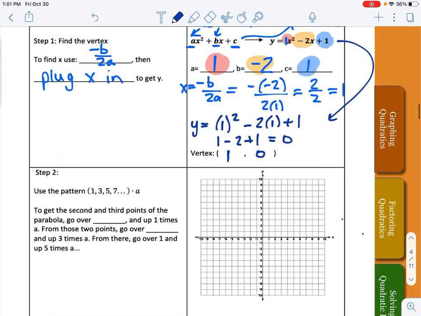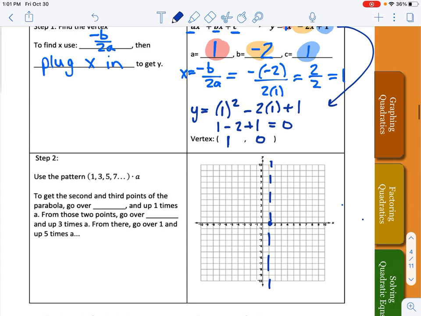So we can go ahead and graph that down here. We need to find the vertex first, so we did. Over 1, up 0. We can also draw in our axis of symmetry. And then we are ready for step 2.